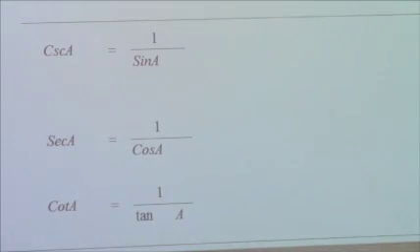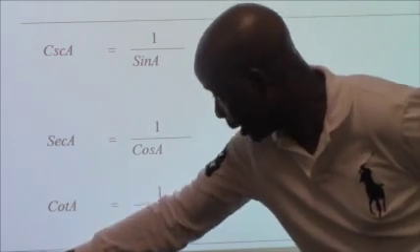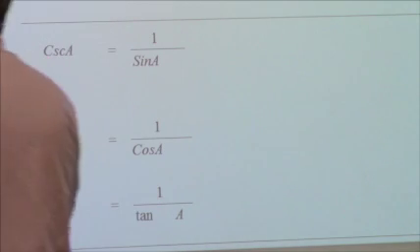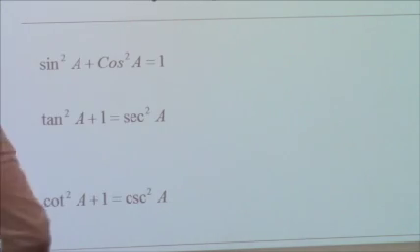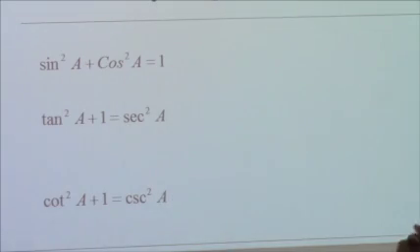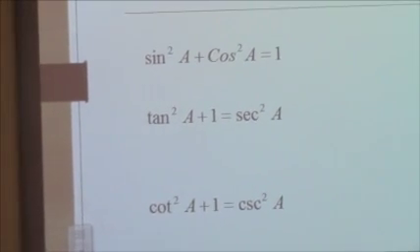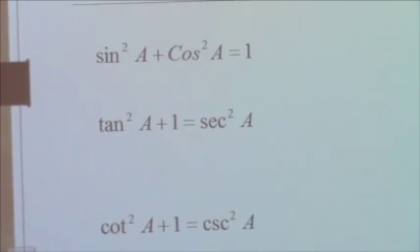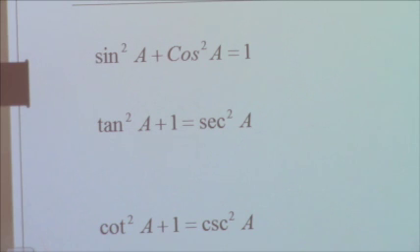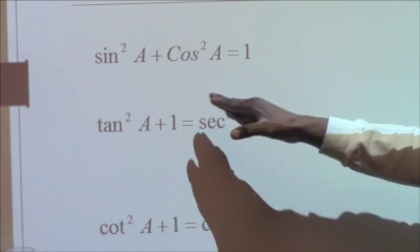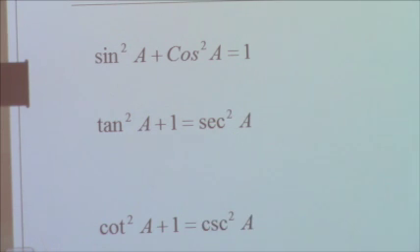Then there are three other very important identities we call the Pythagorean identities. We call these the Pythagorean identities because it involves the application of the Pythagorean theorem. So it says sine squared of an angle plus the cosine squared of an angle is equal to 1. The tangent squared of an angle plus 1 is equal to the secant squared of an angle. And these last two identities can be derived from the first one.